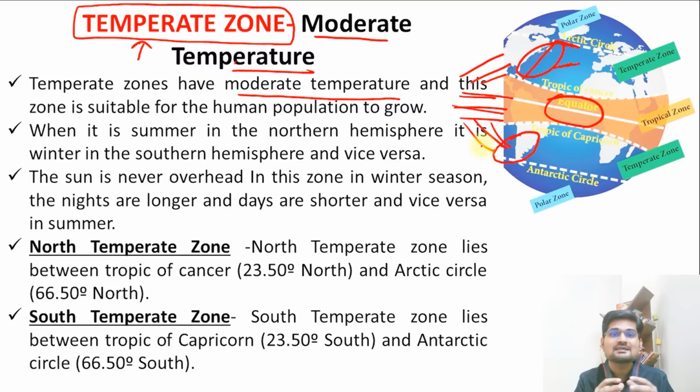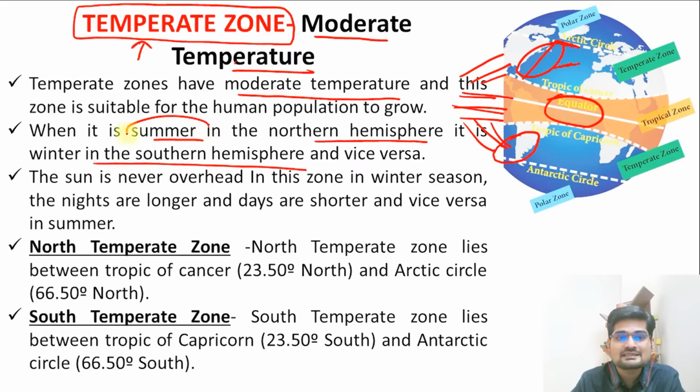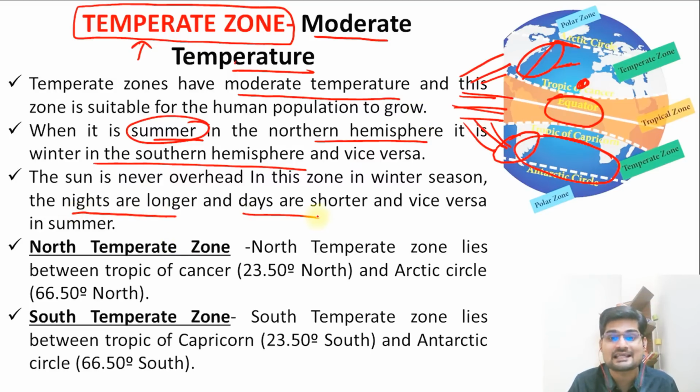So what happens? There is a mildness or moderateness in the temperature. In summer, in the northern hemisphere, it is winter in the southern hemisphere. Remember, when it is summer in the northern hemisphere, it means the sun shines overhead on this side. So where is winter? In the southern hemisphere, and vice versa. This keeps happening. So there is also a change of what? Season, as we know, and the duration of night and days as well.